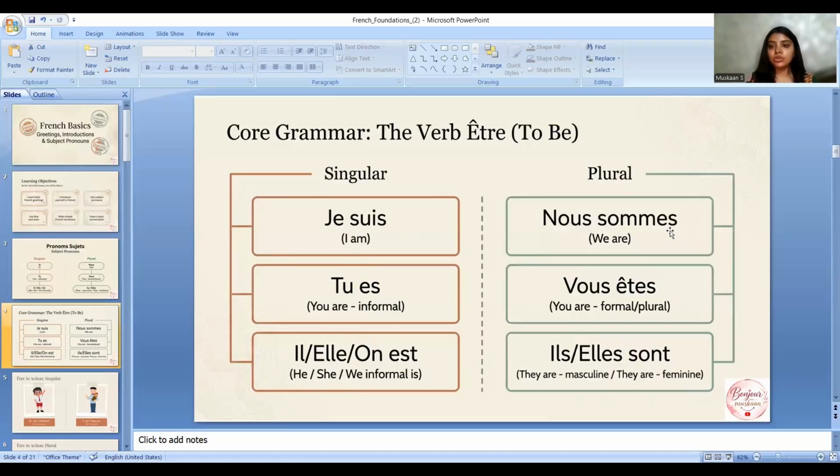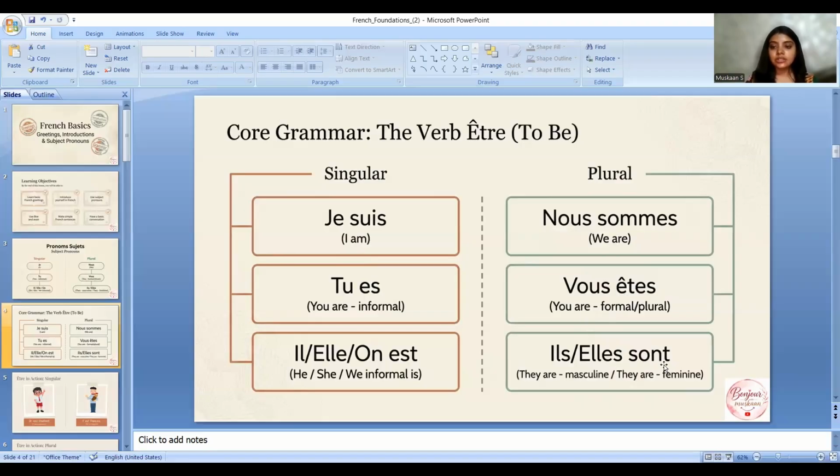Now in plural form, nous sommes. Nous sommes means we are, then vous êtes. Now here liaison will be followed because one is a consonant and one is a vowel, so it will be the z sound. Vous êtes. So it will also mean you are, but in formal and plural.